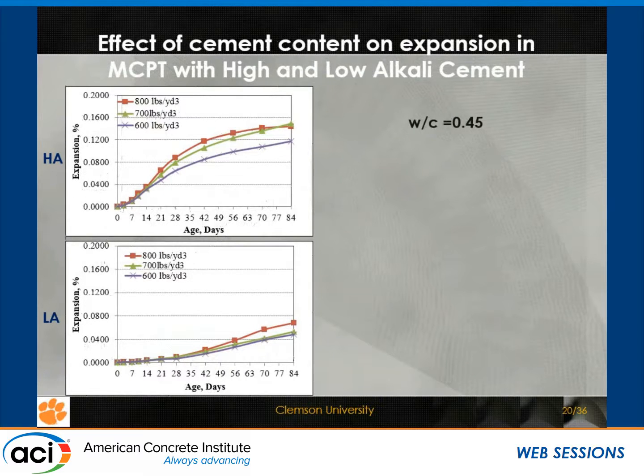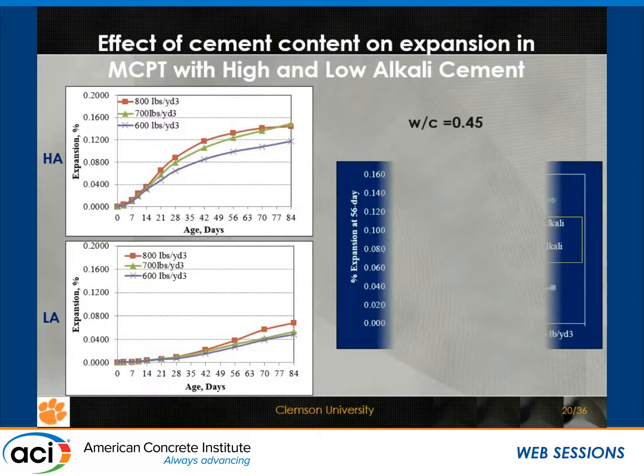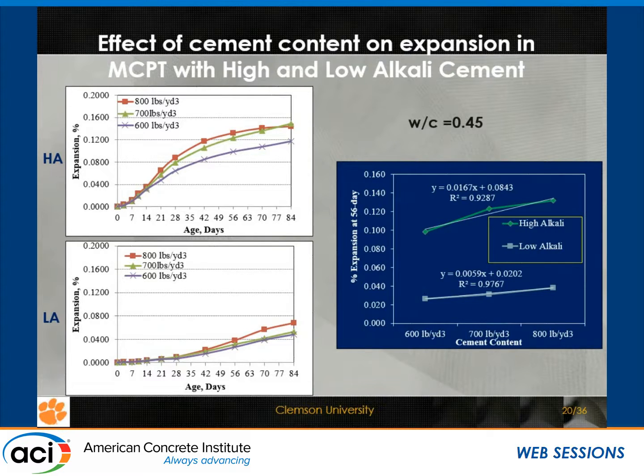If you look at the effect of cement content, we tested 3 different concrete mixtures with both the high and low alkali cements at 600, 700, and 800 pounds per cubic yard. And we found that there is some influence, again, depending on what your cement content is. Your expansion can be different for both low alkali and high alkali cements. So that's another factor to consider.